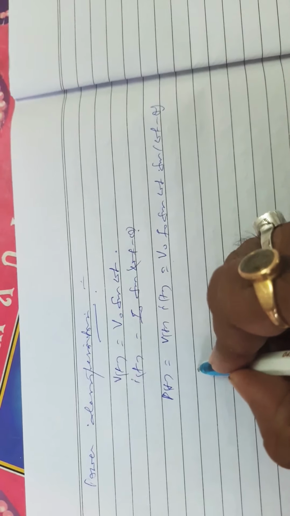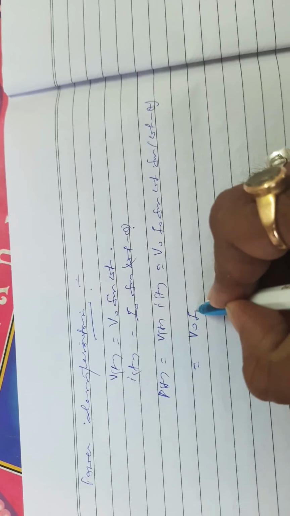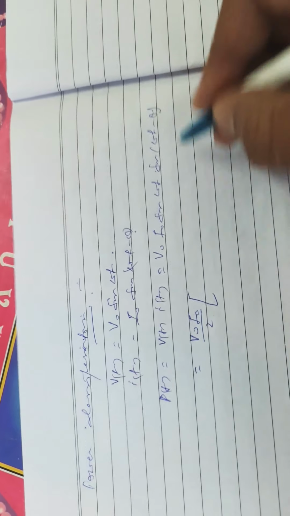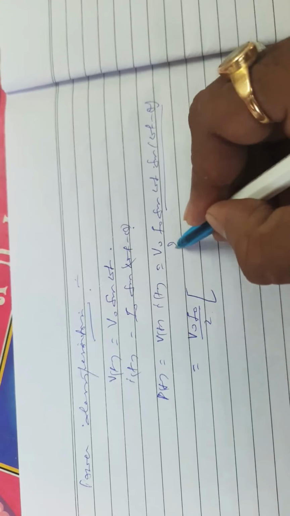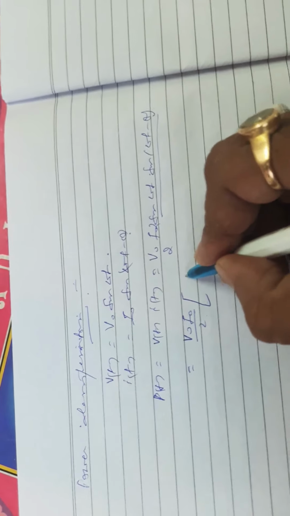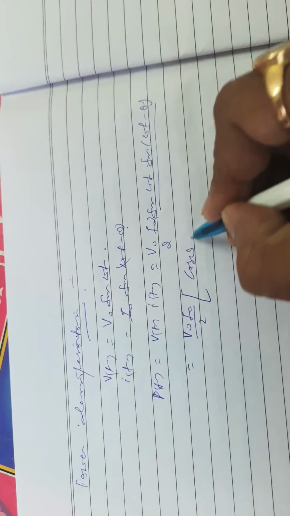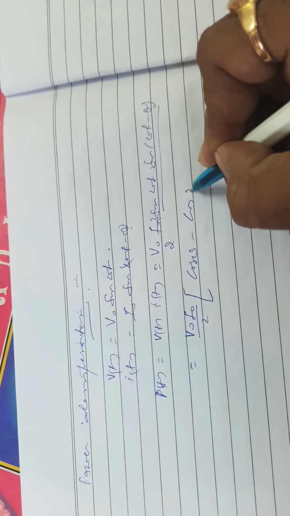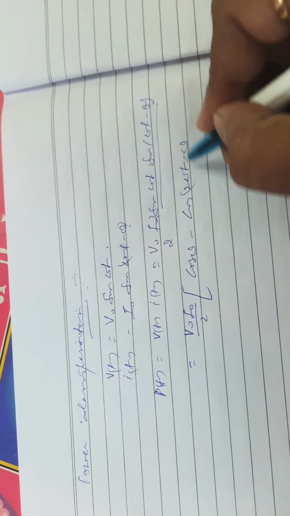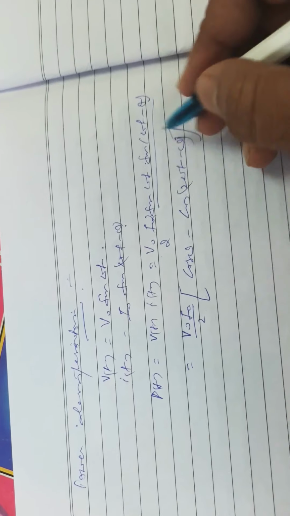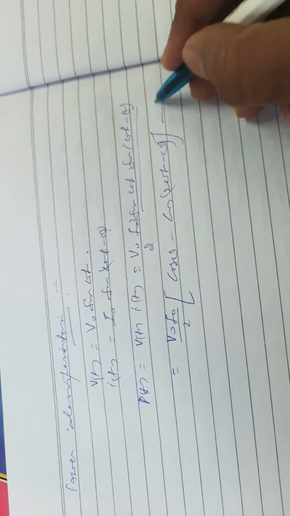Or it could be written like V naught I naught by 2. This could be divided by 2 and multiplied by 2. So that will give you cos theta minus cos(2 omega t minus theta), using the basic trigonometric rule. So this will be your equation number 1.